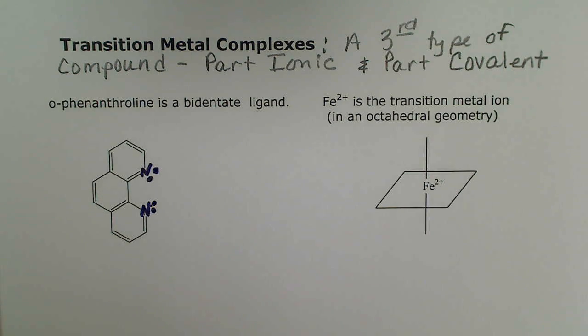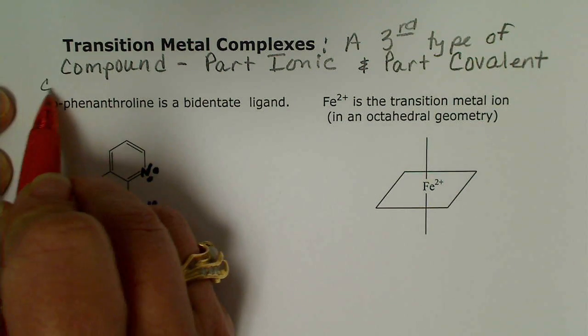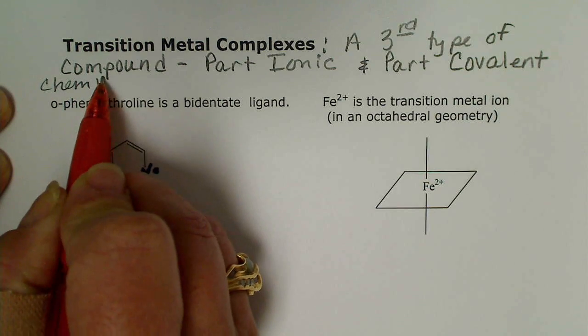In this chapter, we are going to be talking about transition metal complexes and coordination chemistry. And this is a third type of compound that is part ionic in character because of the ions involved and their charges. And it's also part covalent in character. So this is actually discussed in a Chem 111 video.